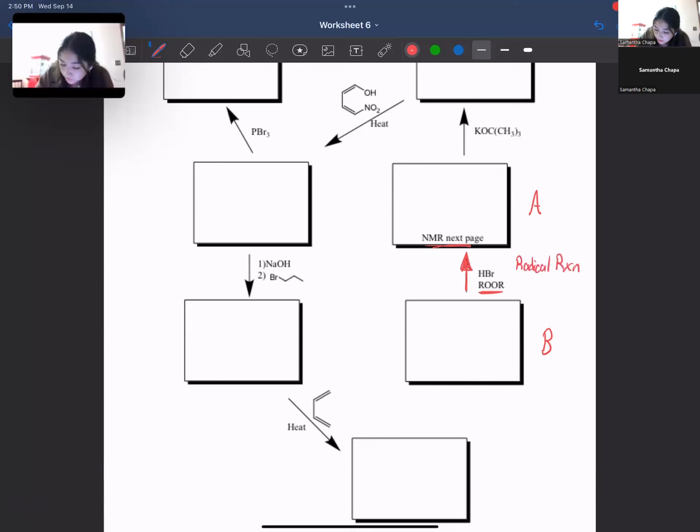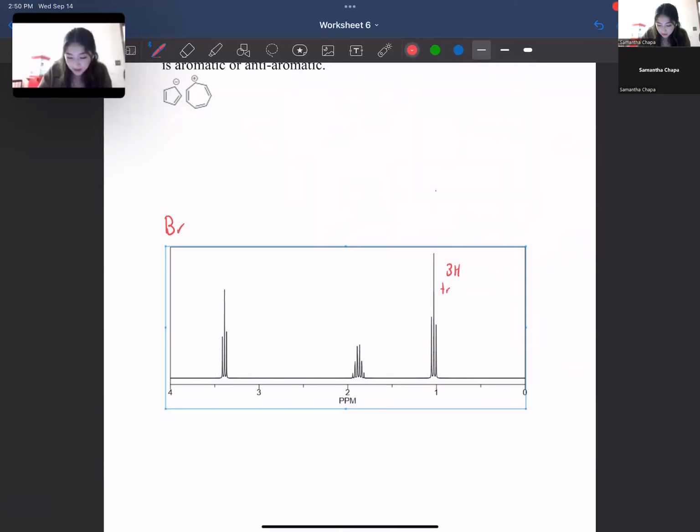And I'm still not going to give you the formula. That was for a purpose because this one was one of the easier ones. But I am going to give you the splitting pattern and the integration. Okay, cool. I'm going to put splitting pattern up here and integration.